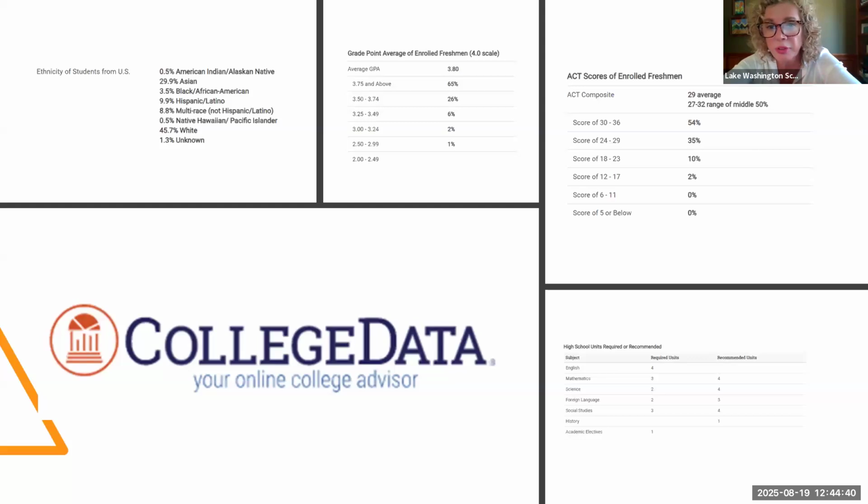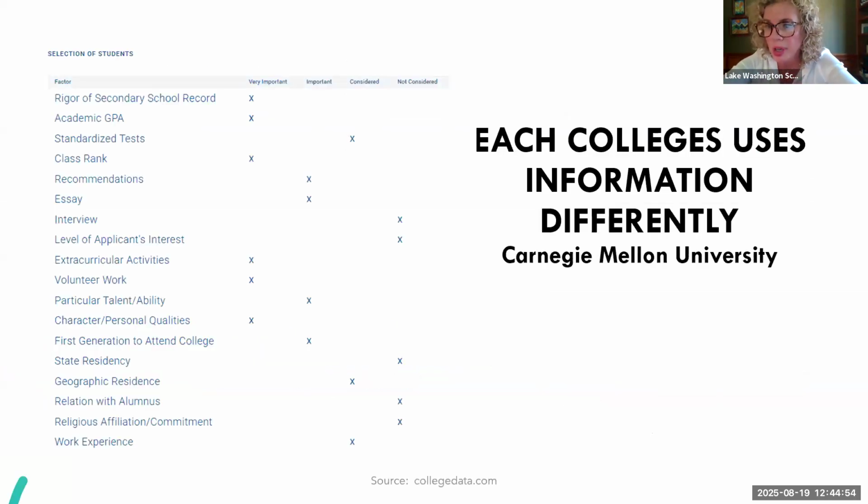College Data has a lot of the same information. You can see a breakdown of test scores. They also show recommended and required high school courses, lots of different information. Also on College Data, I'm a big fan of this scattergram, and I'll be talking more about it when we do the essay session. But every college has to publish about 20 different admission factors, and they have to state whether or not these factors are very important in their admission process, important, considered, or not considered.